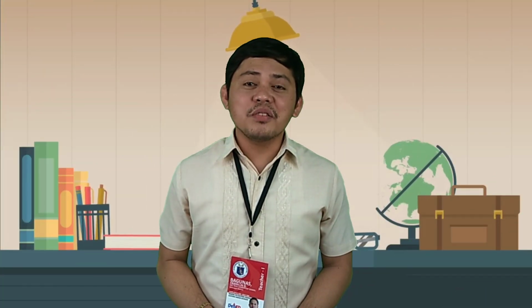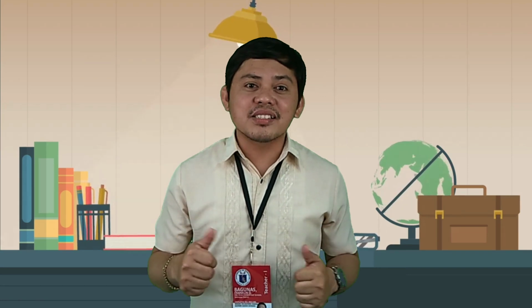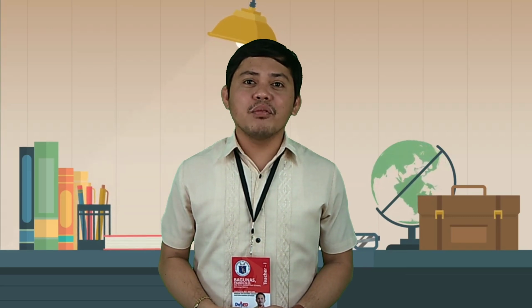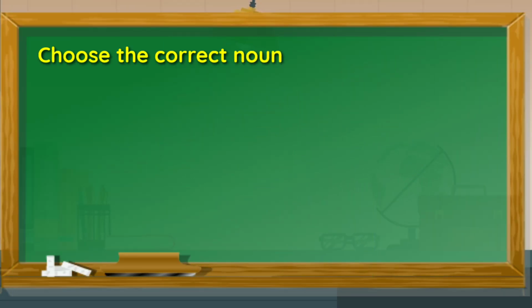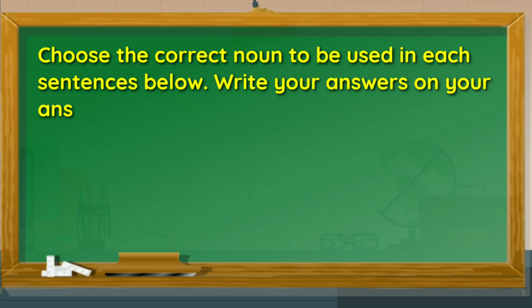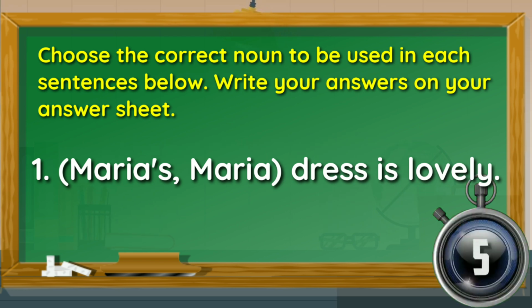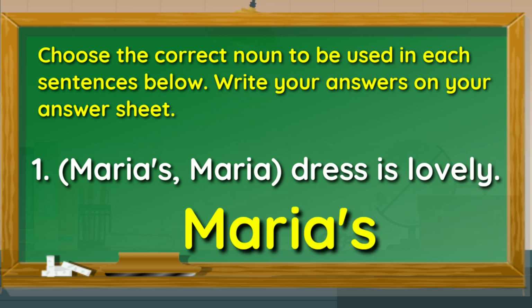Were you able to get all the correct answers? Great! I am very happy that you have reached this stage. Now let's have one more activity. Choose the correct noun to be used in each sentence below. Write your answers on your answer sheet. Number 1. Maria's dress is lovely. Can you tell me your answer? Great! You got the correct answer.